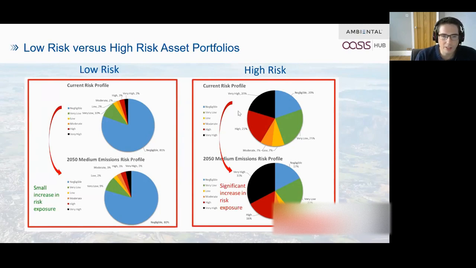In this case, the 2050s lower risk starting point group, so in other words, the portfolio with relatively low risk now, actually doesn't have that much more risk in the future. I mean, really, it's minimal. We've got maybe 1% that's moved from negligible up to very low or something higher, which is actually surprisingly low. That's very fortunate.